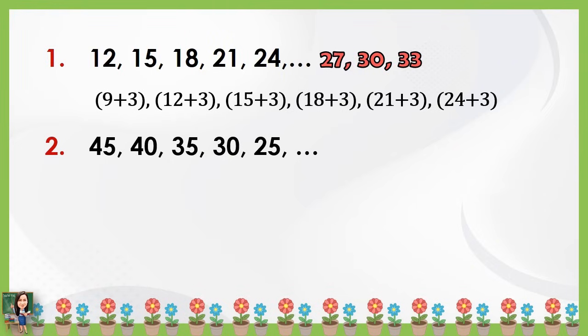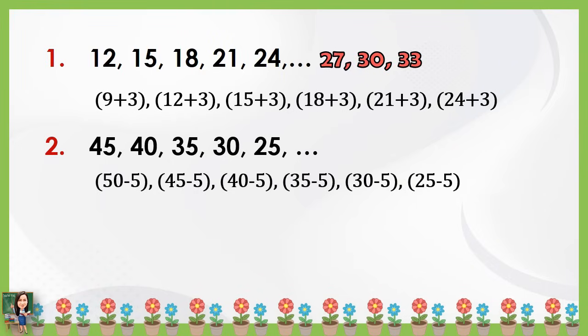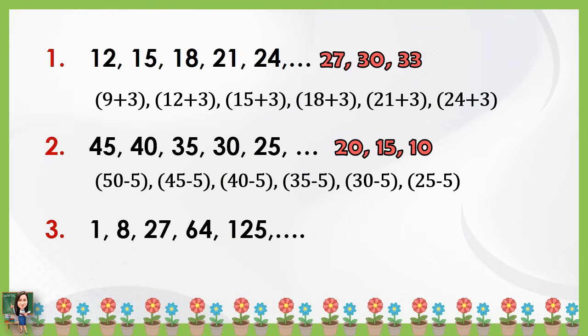Number 2, 45, 40, 35, 30, 25. The rule is subtract 5 from each term. 50 minus 5 equals 45. 45 minus 5 equals 40. 40 minus 5 equals 35. 35 minus 5 equals 30. 30 minus 5 equals 25. And the next 3 terms are 20, 15, 10. For number 3, do this on your own.